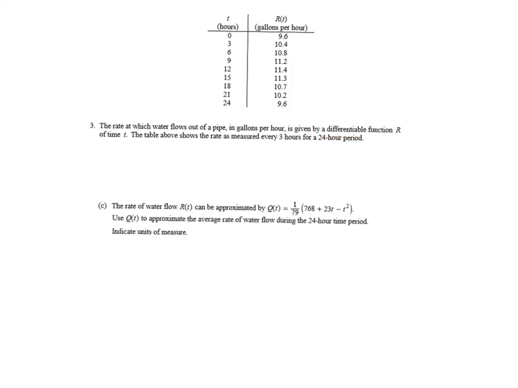All right, part C. The rate of water flow can be approximated by Q of t. Use Q of t to approximate the average rate of water flow. This is the hardest part of this problem. What is this actually asking? What is the rate of water flow? The rate of water flow out of the pipe is R of t.